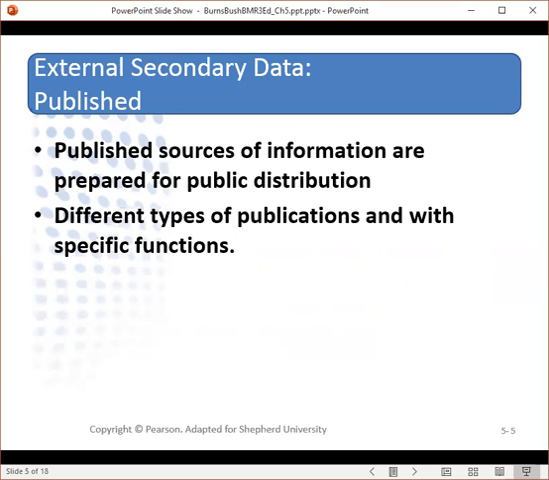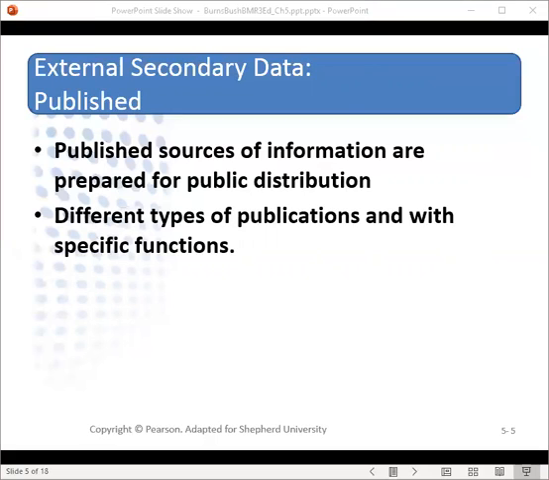Okay, so some published sources of information are available and they're prepared for public distribution. There's different types of publications and they have specific functions. Reference guides is one type of publication, and this refers to types of other reference sources and recommended specific titles. These guides will tell you where to look for different types of information.